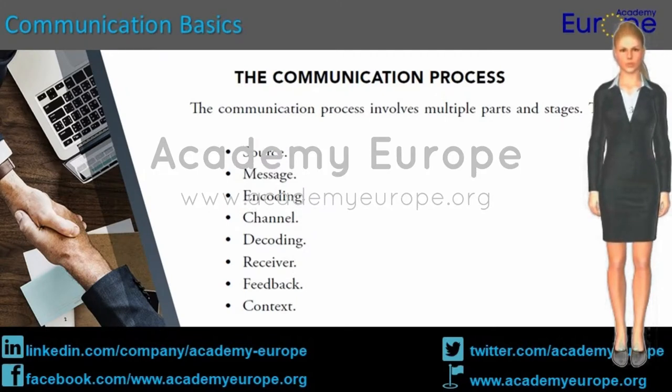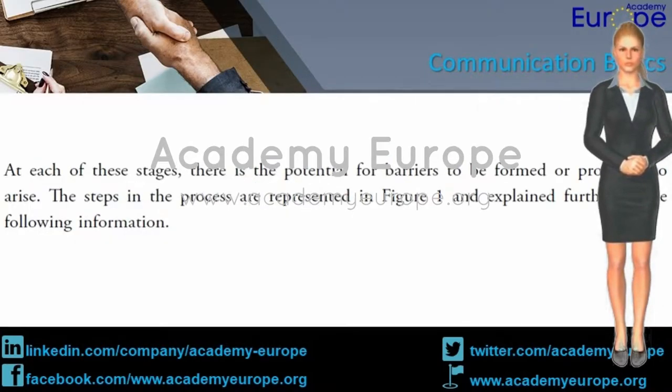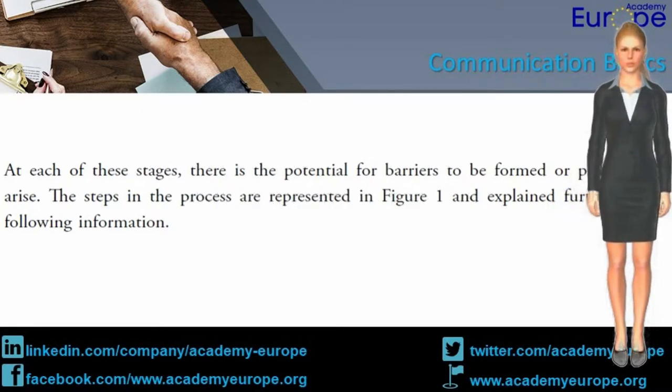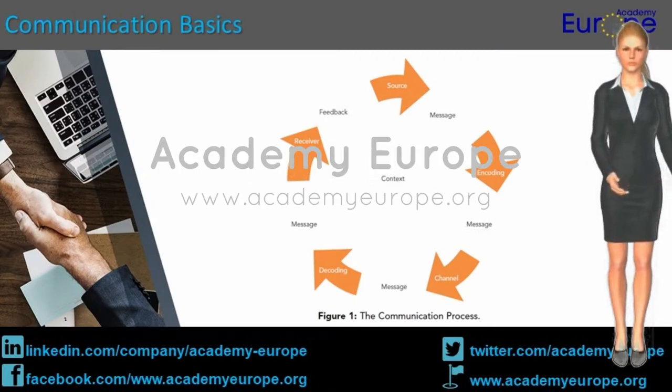The communication process. The communication process involves multiple parts and stages. These are source, message, encoding, channel, decoding, receiver, feedback, context. At each of these stages, there is the potential for barriers to be formed or problems to arise. The steps in the process are represented in Figure 1 and explained further in the following information. Figure 1, the communication process.